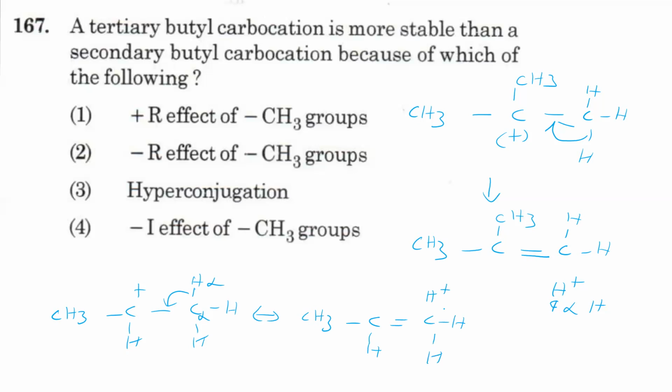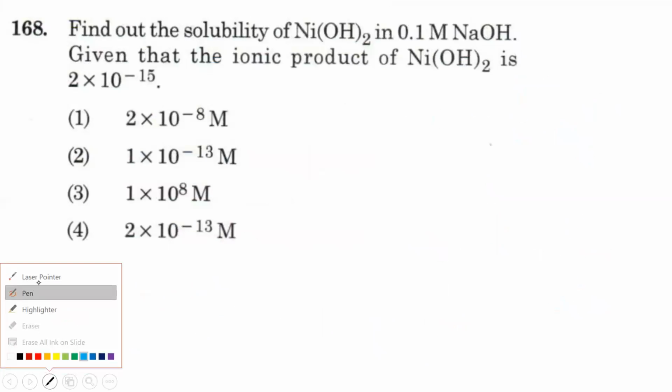It is called no bond resonance, therefore it is called hyperconjugation. Here we have 2 alpha carbons, therefore 6 alpha hydrogens, so 6 times hyperconjugation is possible here, whereas in the other case 9 times hyperconjugation is possible. Therefore, the tertiary butyl carbocation is more stable than the secondary butyl carbocation, because there are more hyperconjugative resonance structures for the tertiary butyl carbocation. We'll go to the next question.